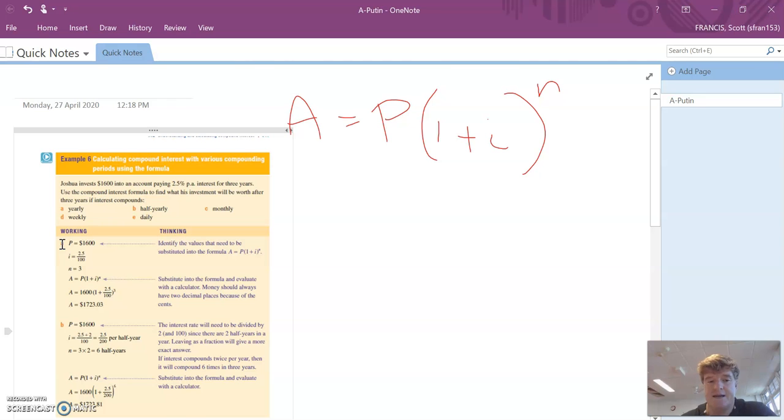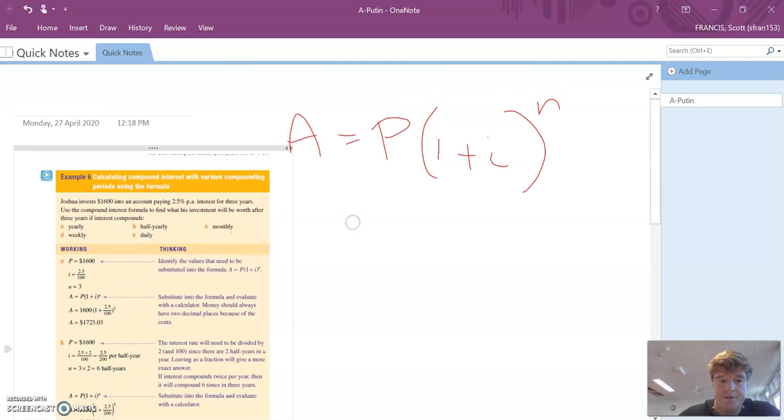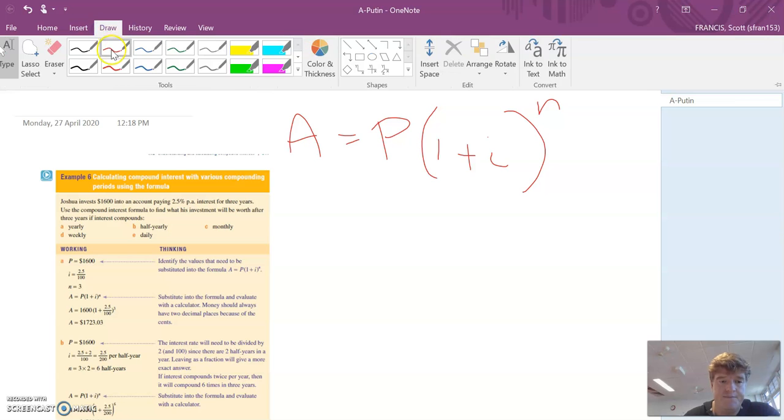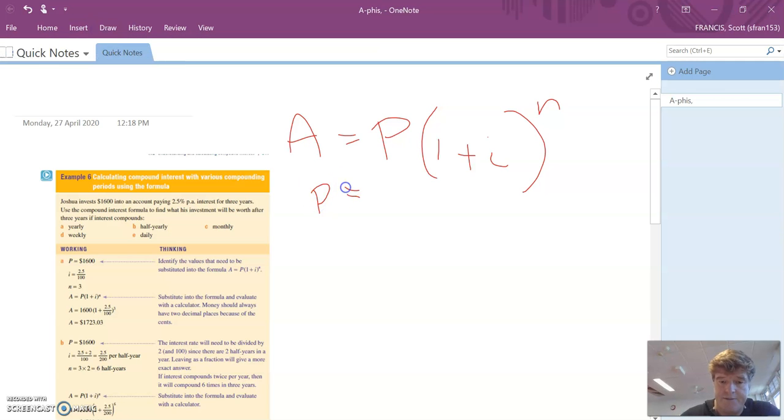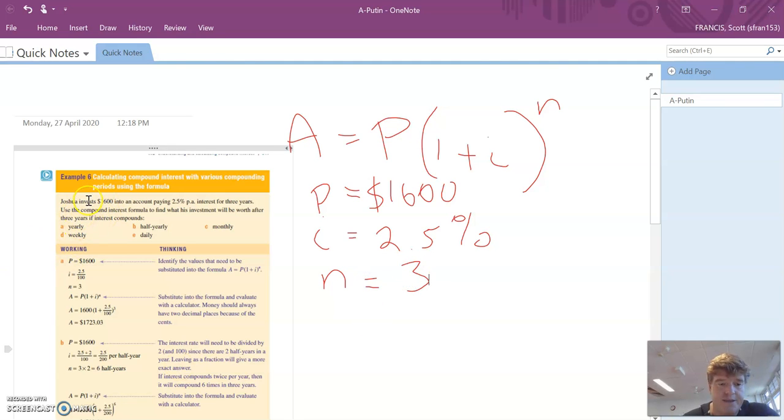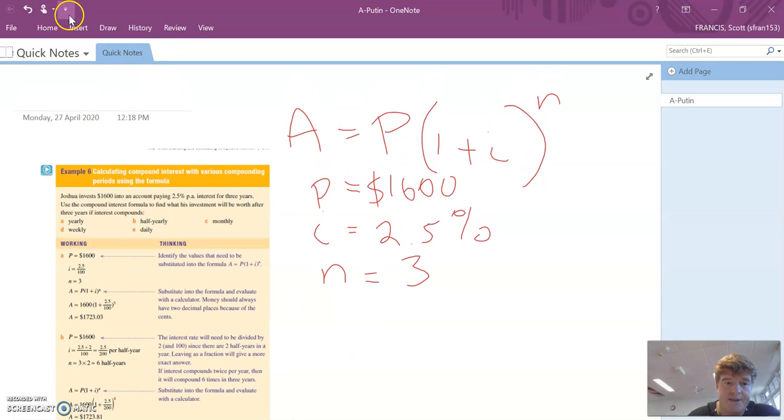Joshua invests $1,600. So the principal is going to be $1,600. The account is paying 2.5% per annum for 3 years. So the interest rate equals 2.5%. And the number of times it's going to compound. For the first question that talks about yearly compounding, it's going to compound 3 times, once every year. So we put those numbers into our rule to work out what we are left with.